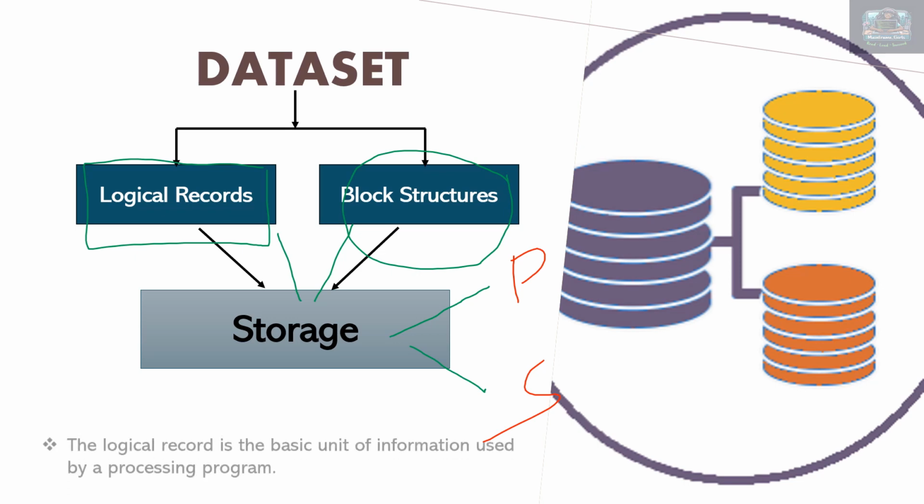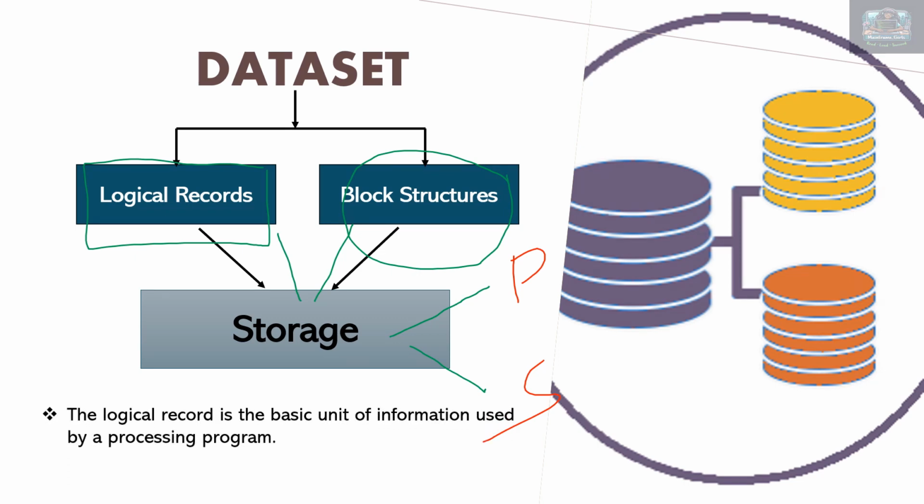And we have the logical record, which is the basic unit of information used in a processing program. The information stored in the dataset can be used for programming purposes, for printing purposes, for transactions, for everything. So the basic definition of a dataset is the collection of logical records which are organized in block structures and which can be kept in a storage, a primary storage or a secondary storage.